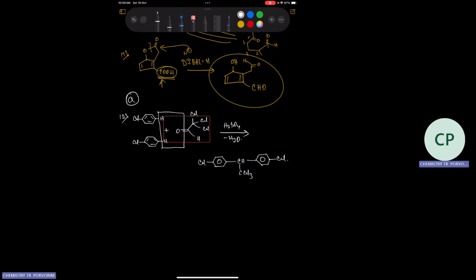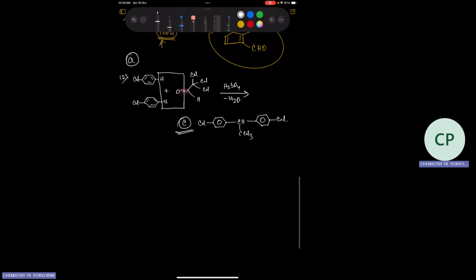So this is the product. So this will be option number C. Okay. Next, question number 13. In question number 13, the appropriate reagent for the following transformation.